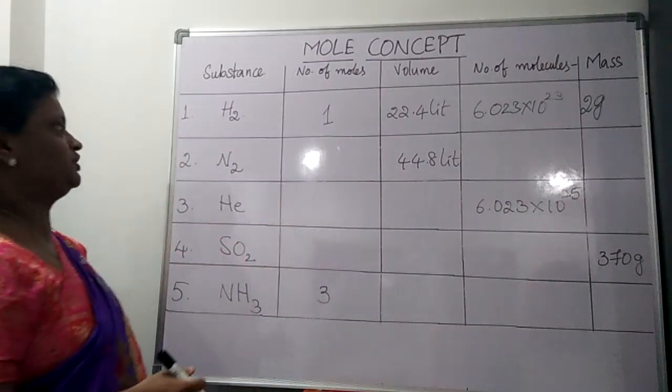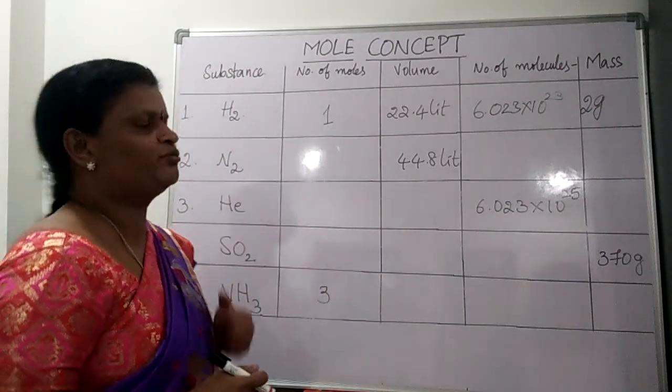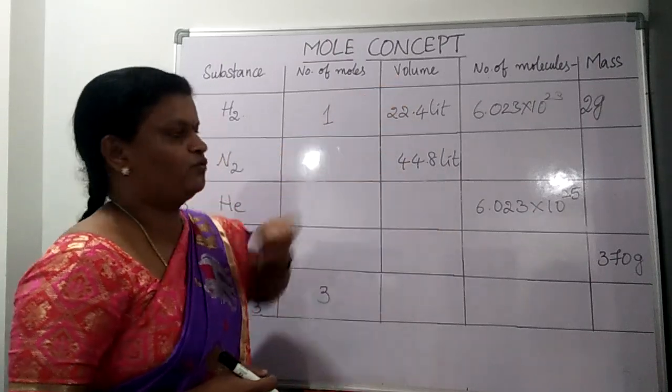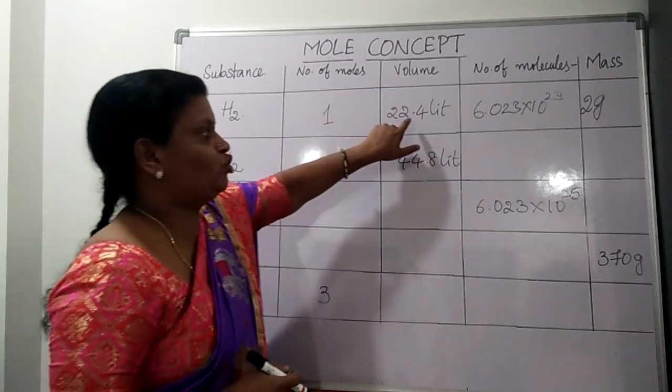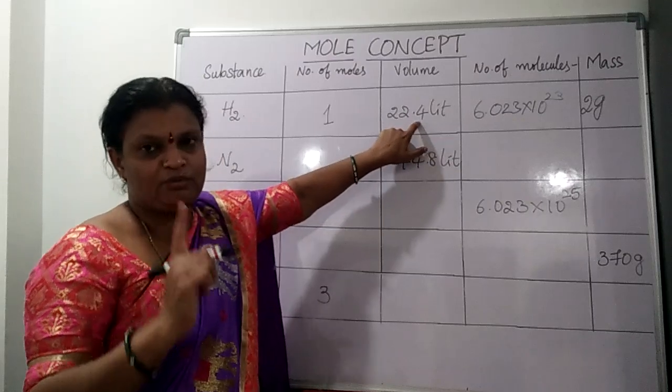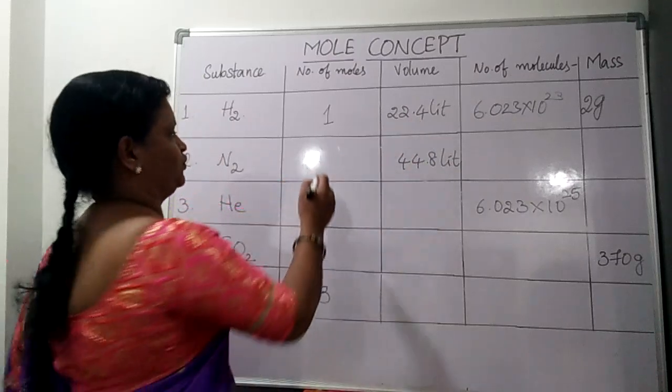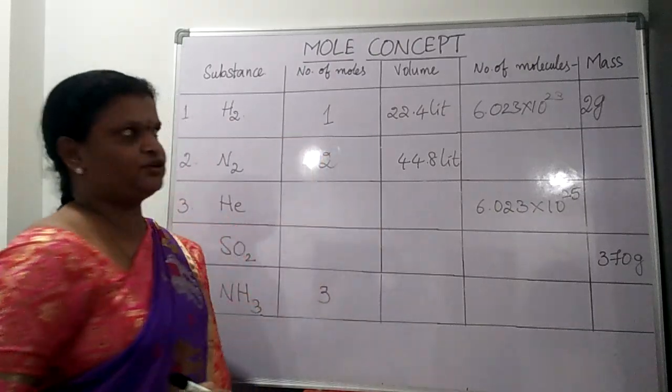Then coming to nitrogen gas. Here the number of moles is not given. Then how can we find out? The volume they gave is 44.8. Since 22.4 liters is nothing but 1 mole of any gas, 44.8 means nothing but 2 moles. 2 moles of nitrogen gas.